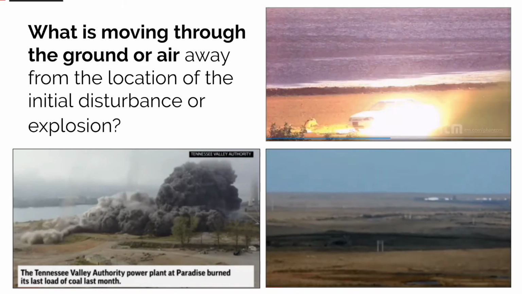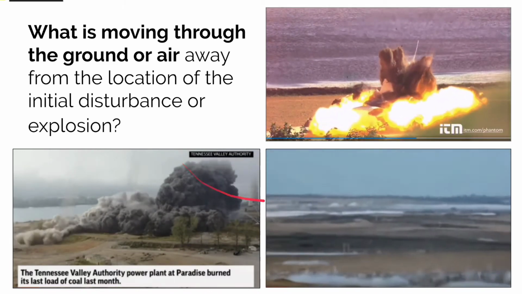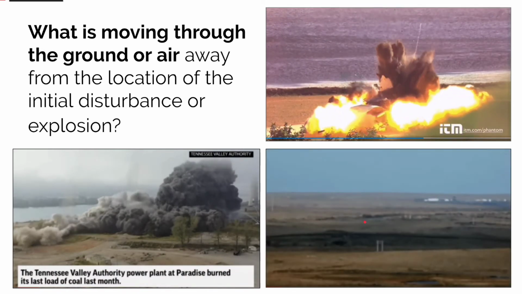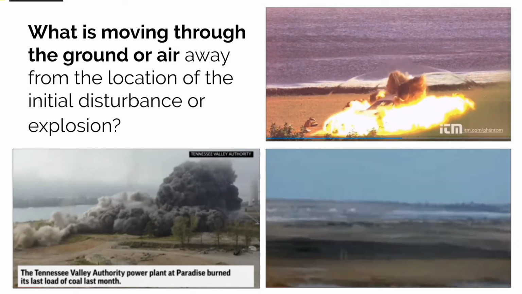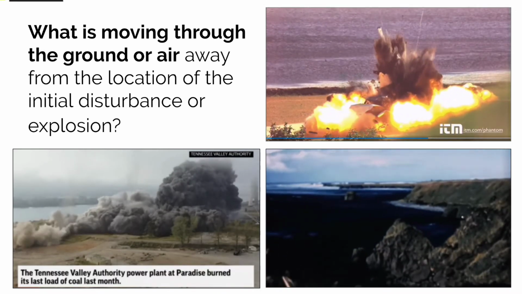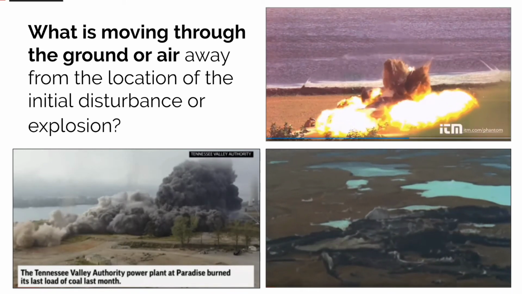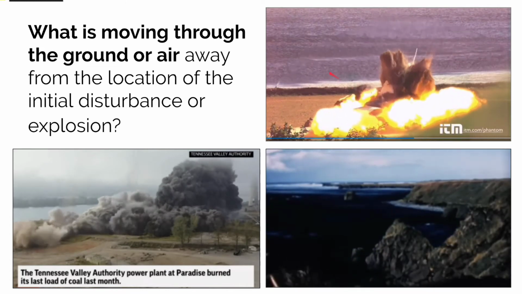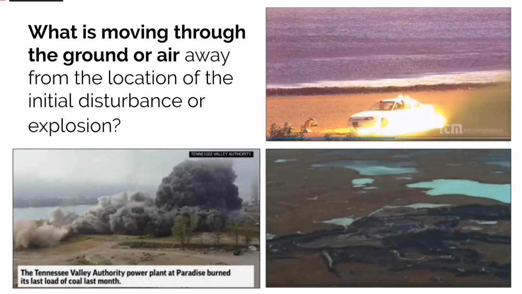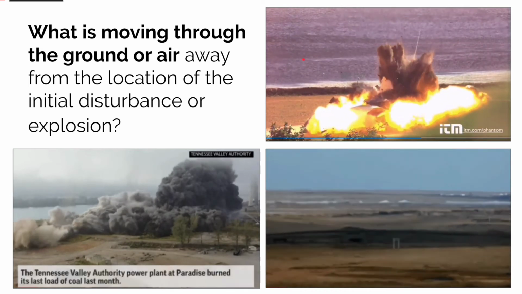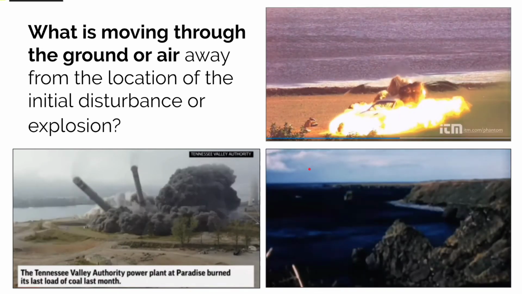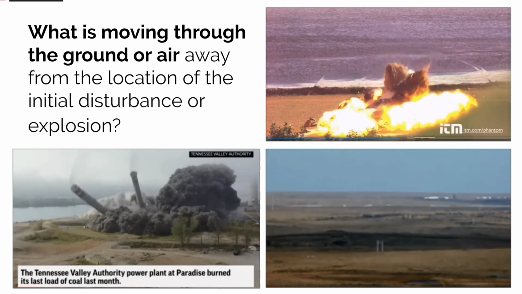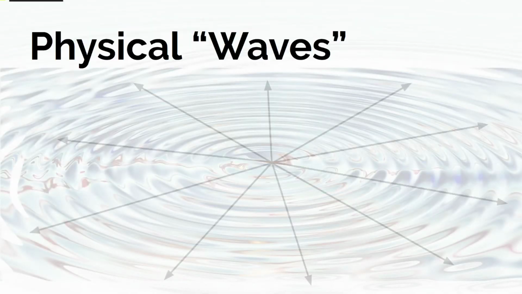So, what is moving through the ground or air or water in the case of the underground nuclear explosion, which is moving away from the location of the initial disturbance, in this case, an explosion? Well, it turns out that in an explosion there are pieces of matter, things that fly away from the explosion at an incredibly high velocity, but we're not talking about the matter or the particles that are moving away from the explosion. We're talking about the disturbance that's moving away. And what is this disturbance? Well, we call all of those moving disturbances physical waves.